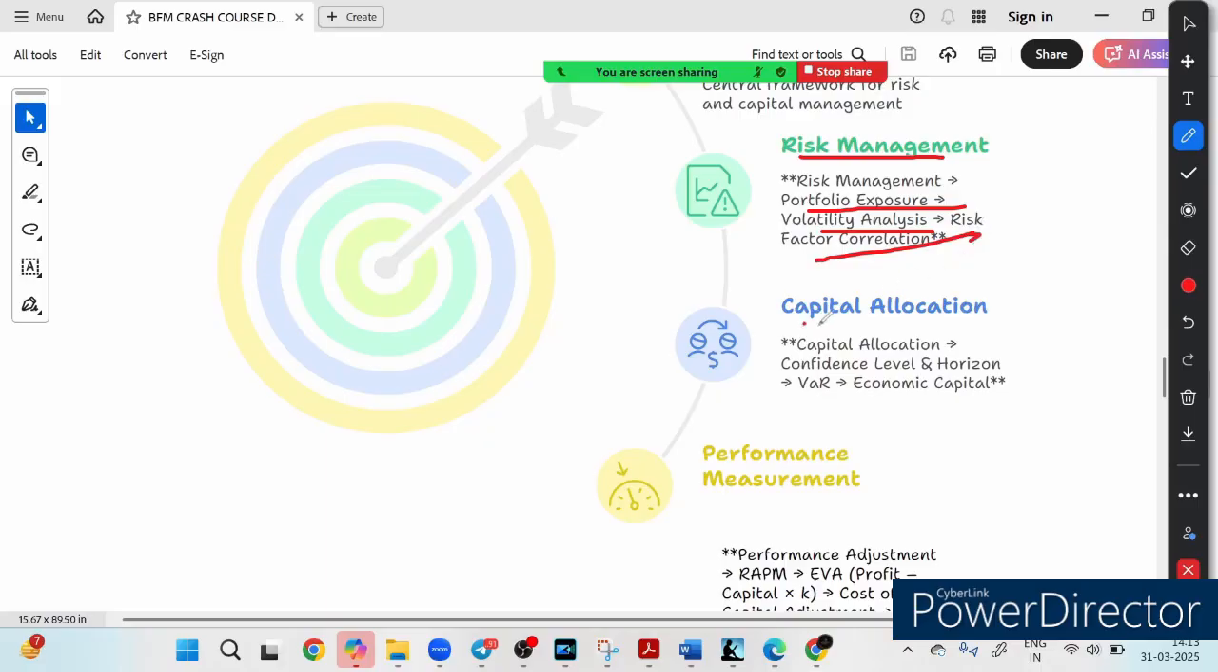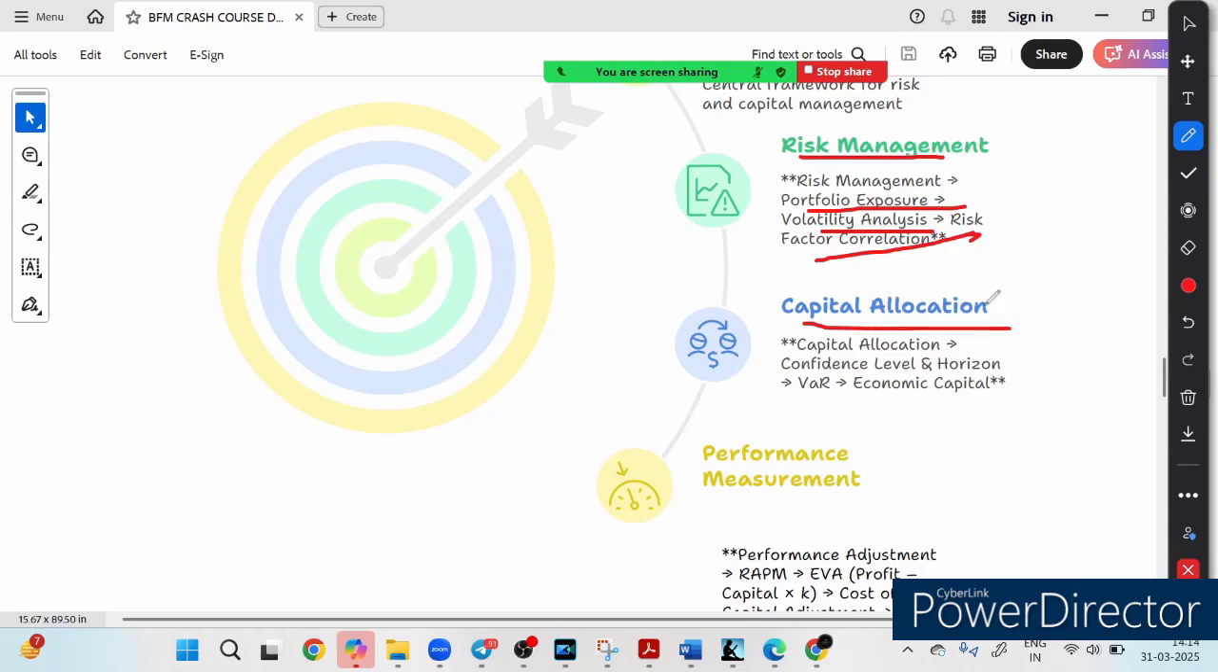Then comes capital allocation, the second pillar. Not all investments require the same capital, you know it very well. RAROC considers the confidence level and the horizon period, and thereby calculates the value at risk to determine how much capital should be set aside for each investment. That is called economic capital.